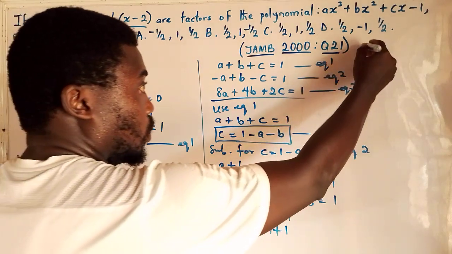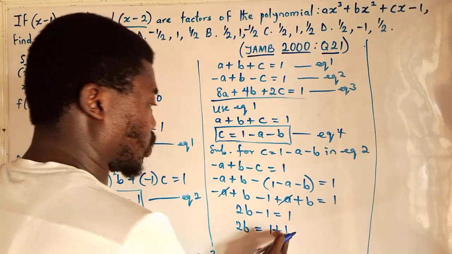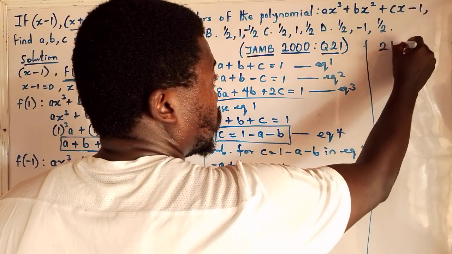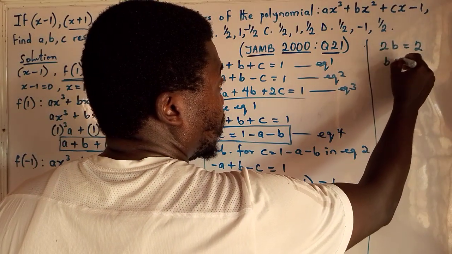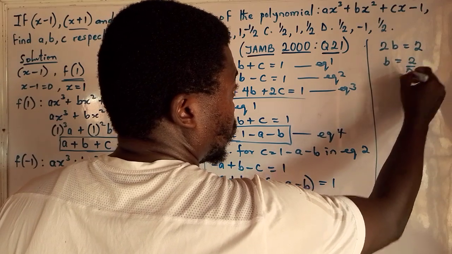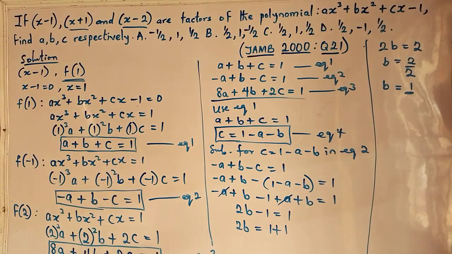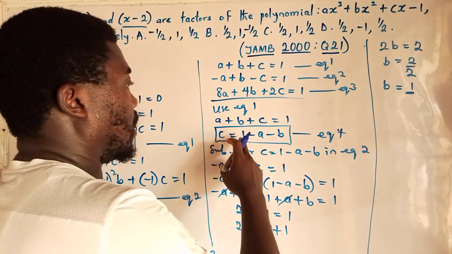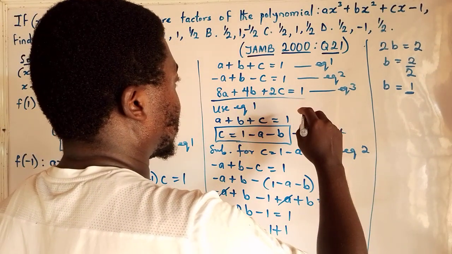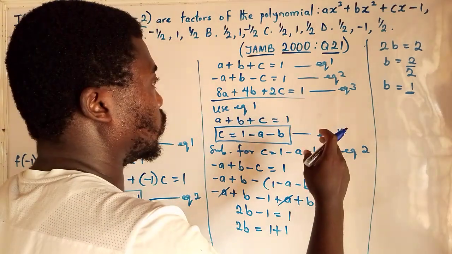And then we have 1 plus 1 is 2. So we have 2B equals 2. So the value of our B is equal to 1. B is equal to 1. So that is the value of our B. That means that we can now find, B is already known.